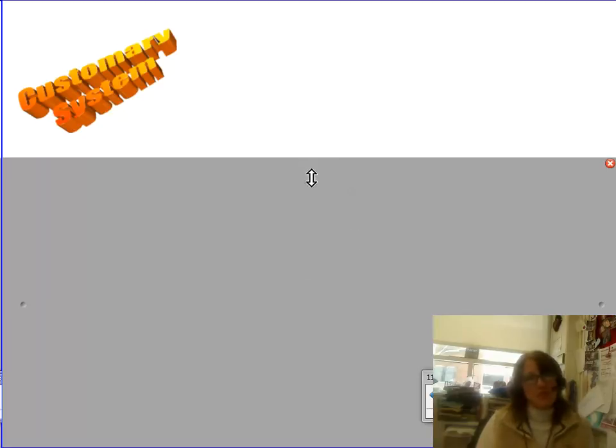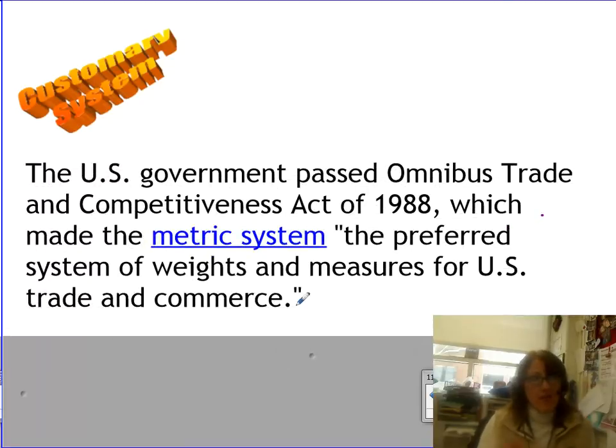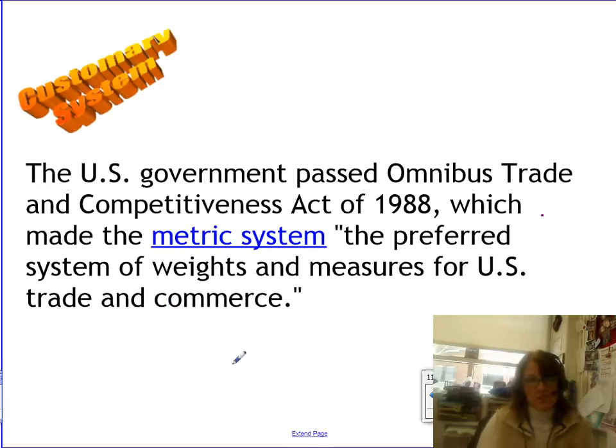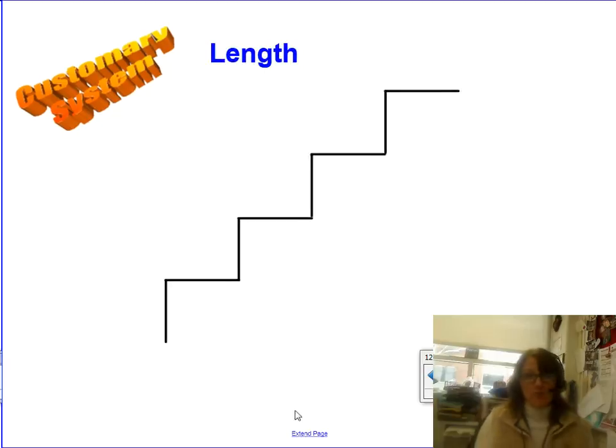That's it. And it's ridiculous that we are stuck using this system, especially since back in 1988, the United States government passed a law that said we're going to make the metric system the preferred system of weights and measures in the US for trade and for commerce, for business. But we still hang on to this old system. If we would just force ourselves, we could learn it and everybody be on the same page. But instead, you have to learn how to convert both of them.